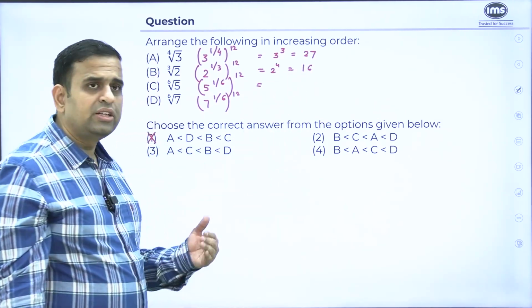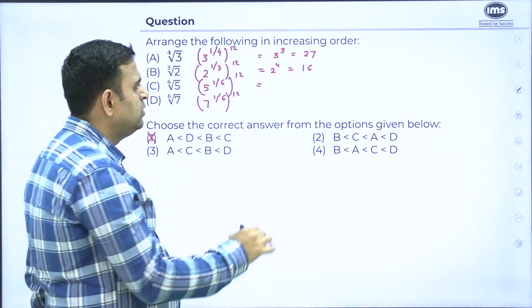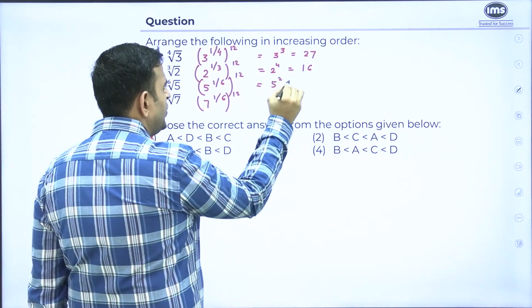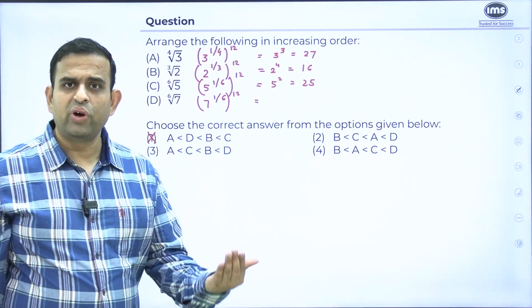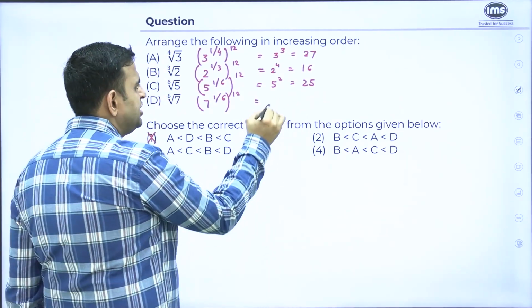Then if you look at 1/6 of 12, that happens to be a 2. This will become 5 squared, 25. And this term, 1/6 of 12 is 2. 7 power 2 is equal to 49.